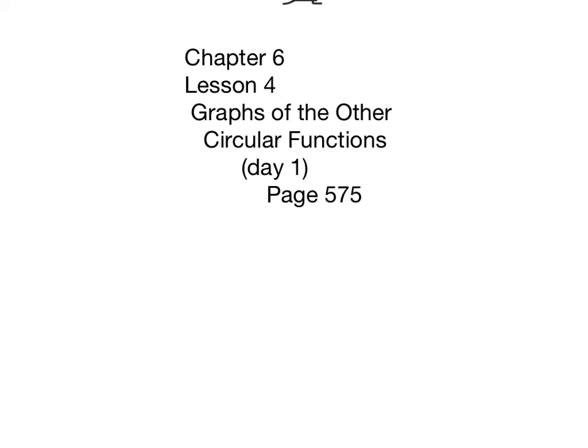Okay, so today we're going to just do the first day of 6-4, and we're going to learn how to graph the reciprocal functions of sine and cosine.